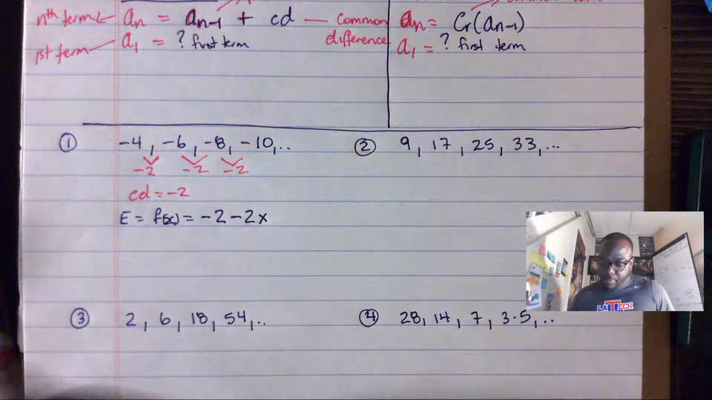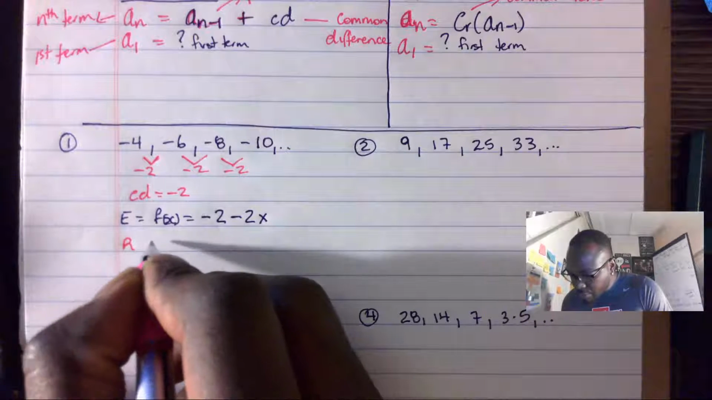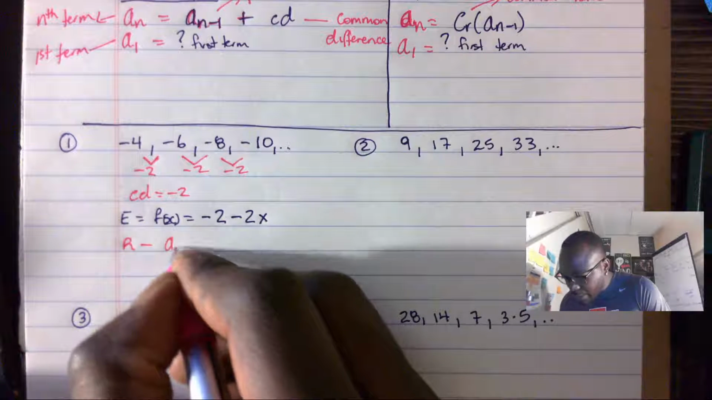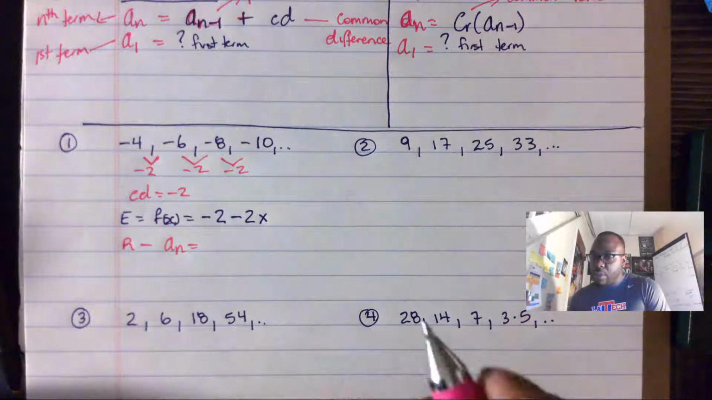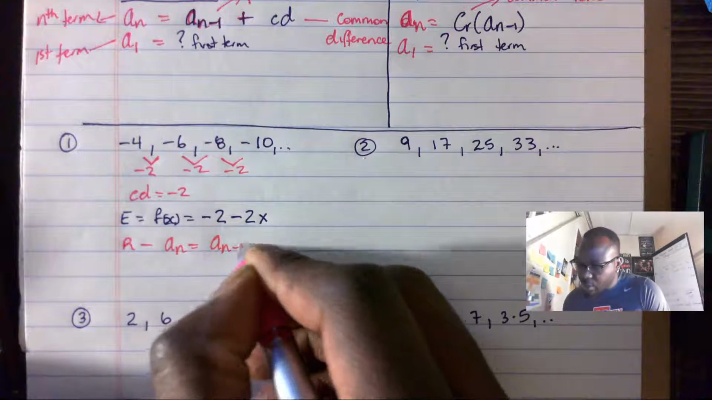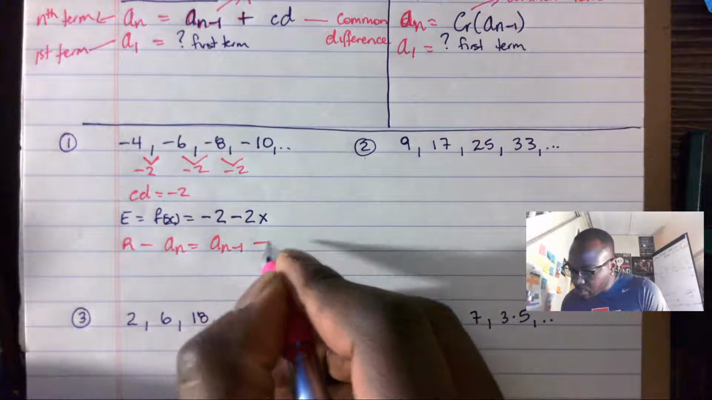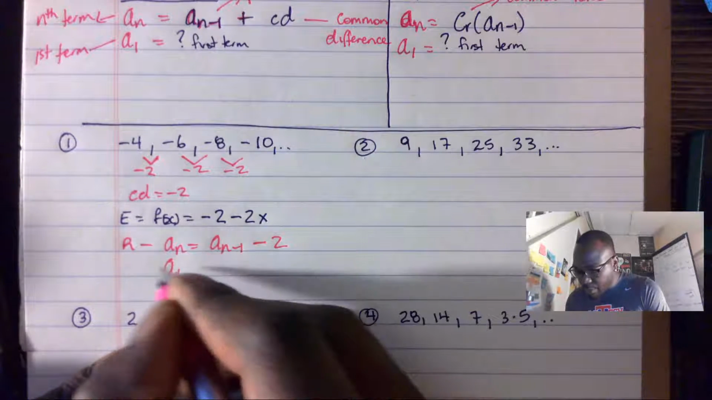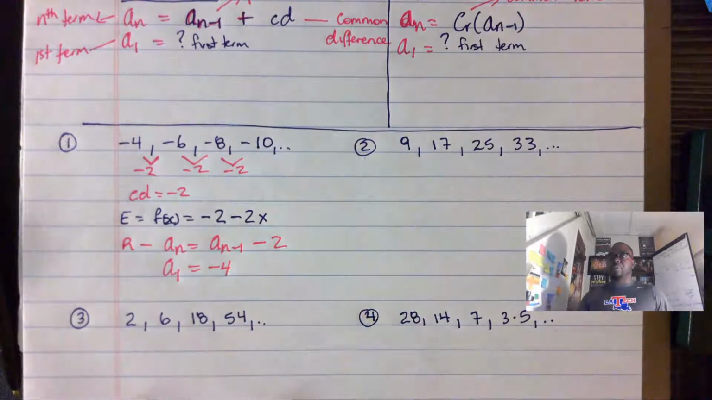Let's go ahead and change the ink. For my recursive, a sub n, which is my nth term, is equal to, if I go back and look at what my recursive says, my previous term, which is a of n minus 1, plus my common difference. My common difference here is -2, so it's going to be -2. But also, one important thing, we have to list a of 1, which is my first term, equal to -4. Boom. We're finished. Easy peasy.